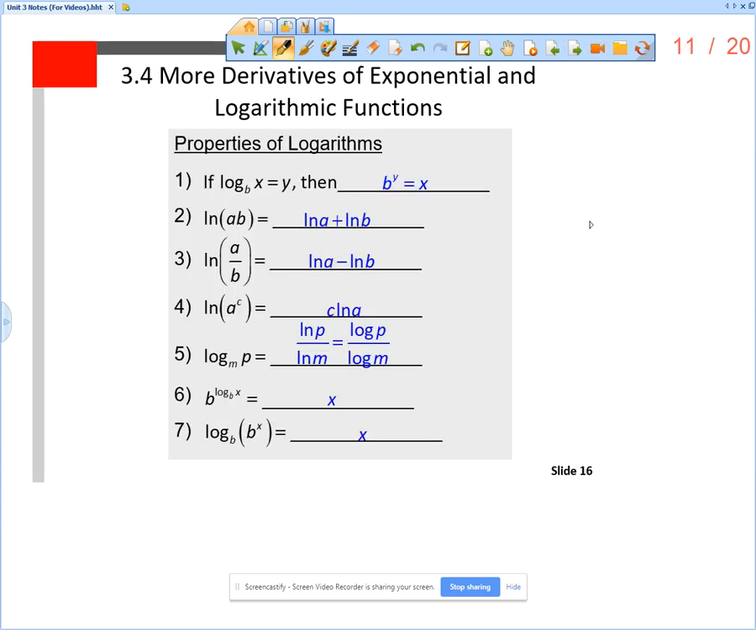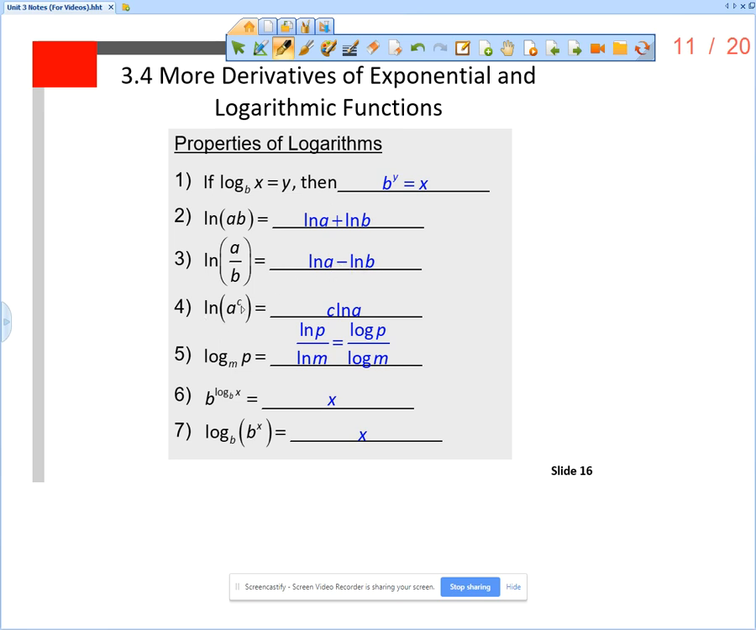All right, so slide number 16 is just a review of some things from pre-calc. So we should recall, number one, if the log base b of x equals y, then b to the y equals x, right? This is just the definition of logarithms. Number two, if I have the natural log of a times b, then we can rewrite that as the natural log of a plus the natural log of b. In the same way, if I have the natural log of a divided by b, then we have the natural log of a minus the natural log of b.